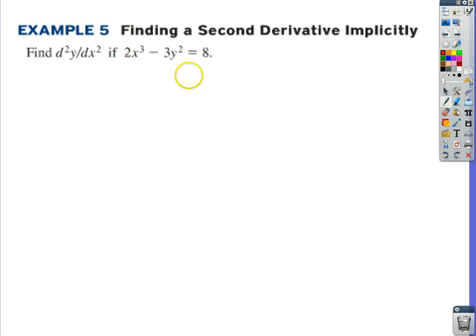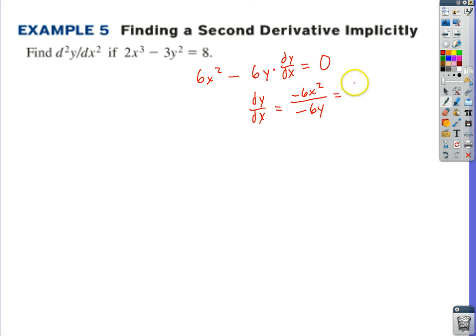So I'm finding the first derivative. Again, take this one normal. So this would be 6x squared. Now I get to a y. So now I have to be cautious with it and treat it like a chain rule: 6y to the first power, times dy/dx, which is then equal to the derivative of 8, which is 0. Again, I solve for dy/dx, and I get dy/dx is equal to negative 6x squared over negative 6y, which is just x squared over y.